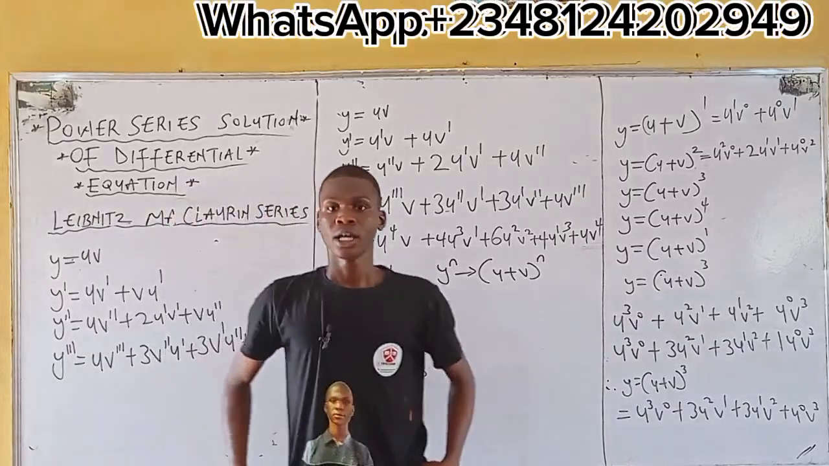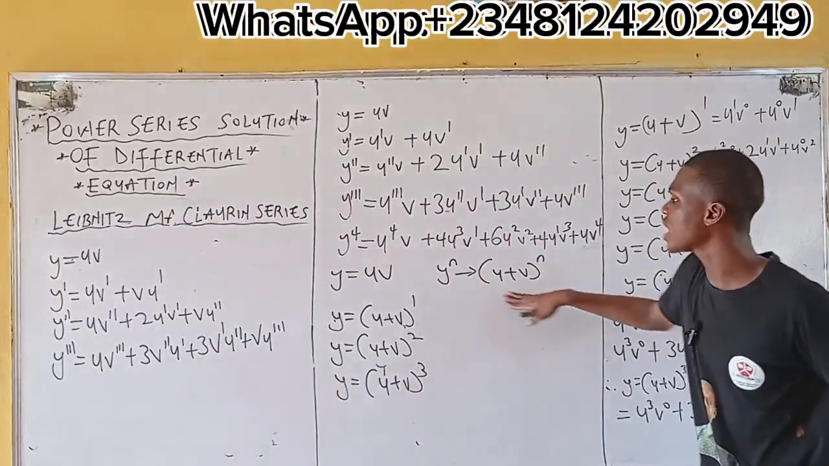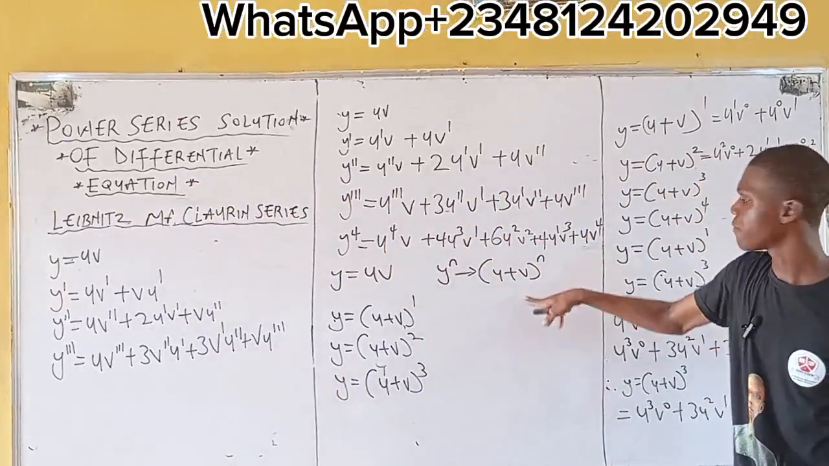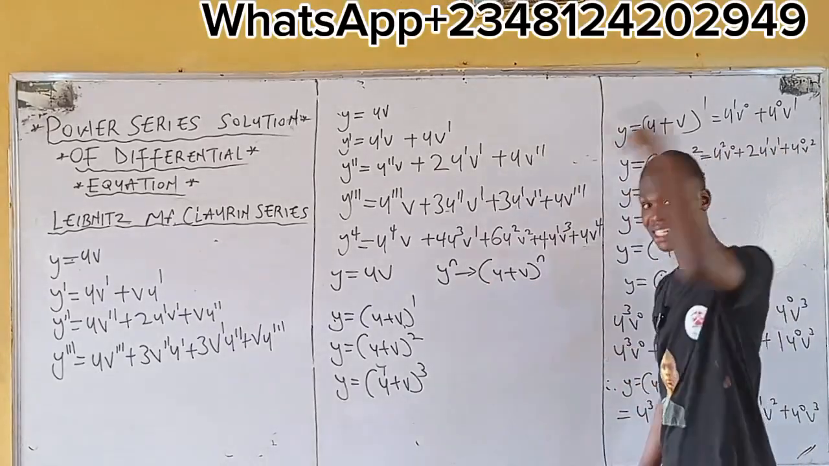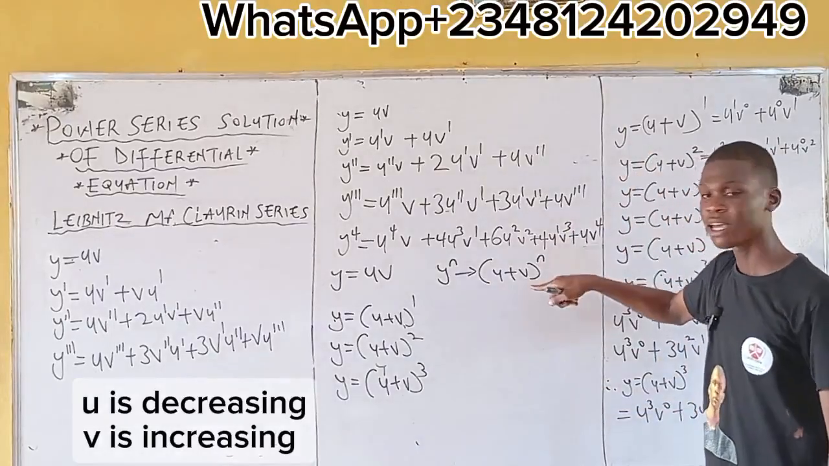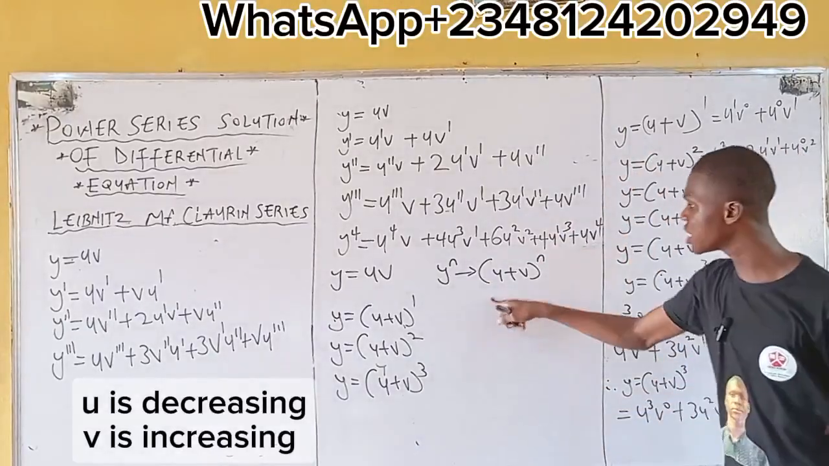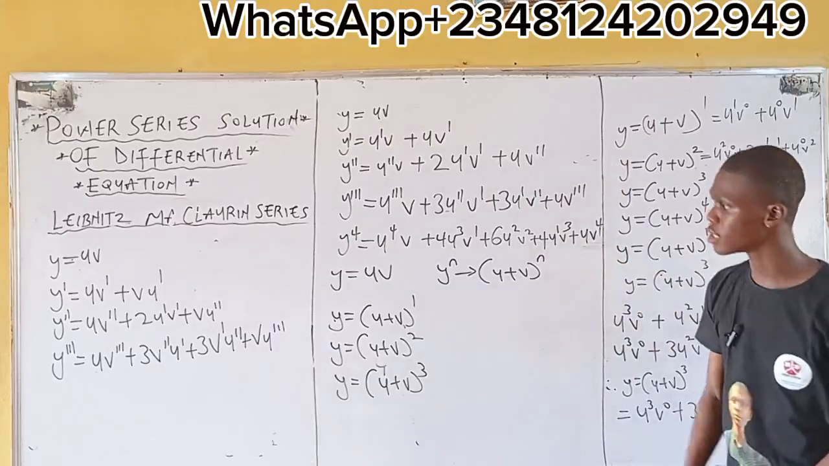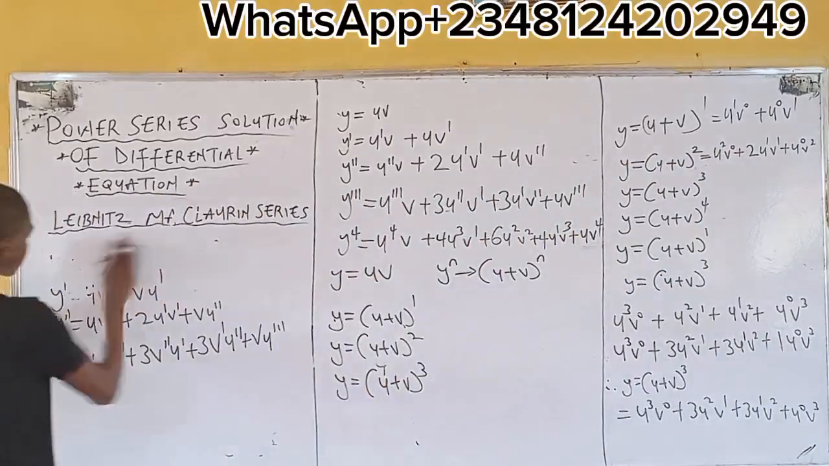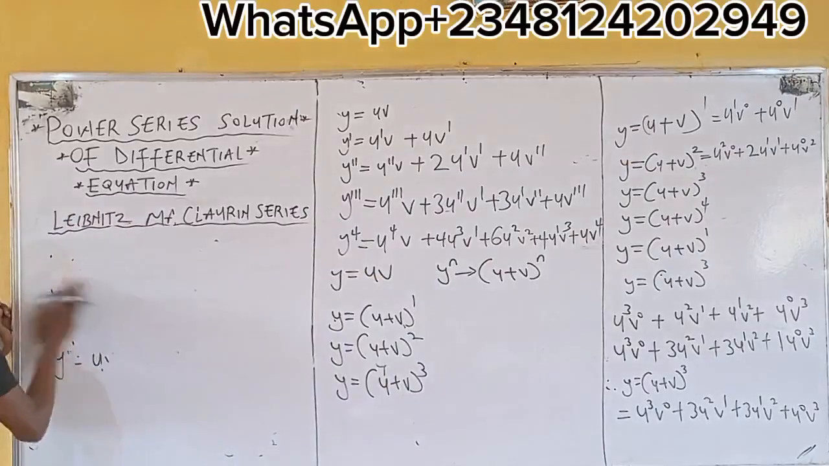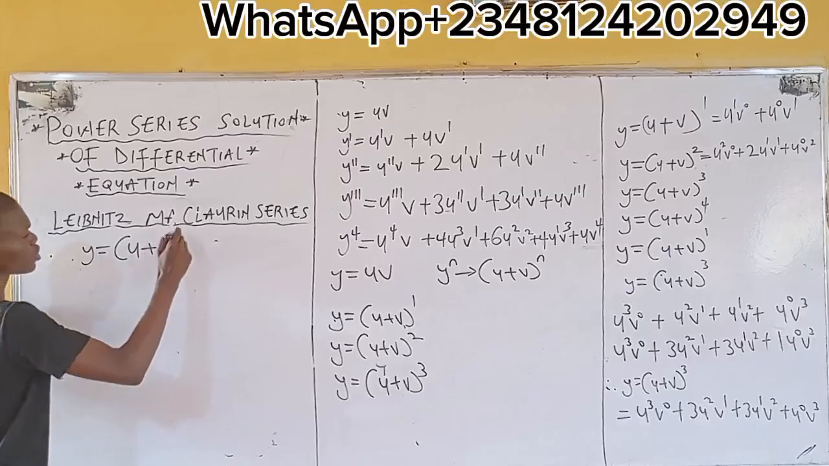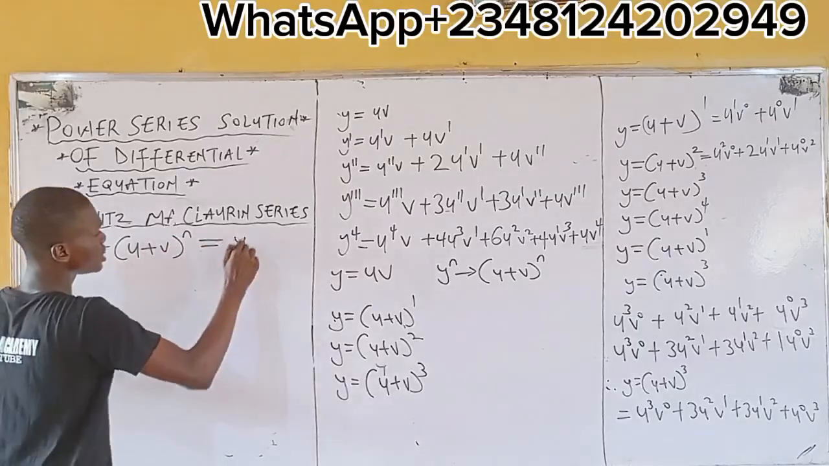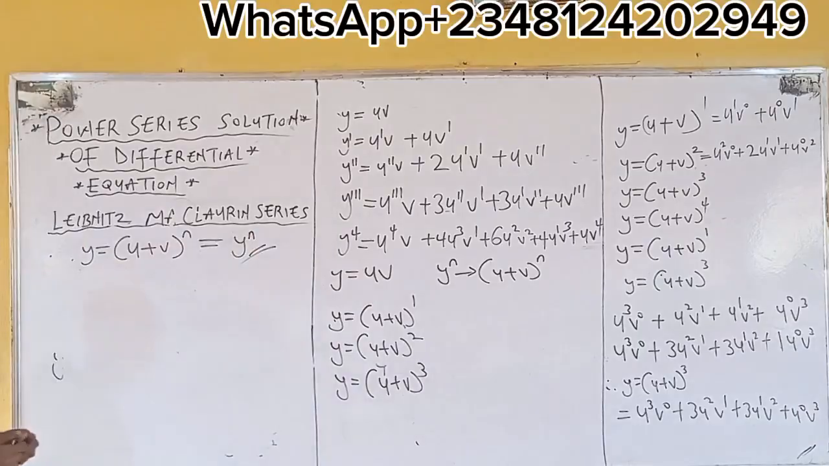Yeah. Now from here, let's say we have this. We want to find the nth derivative. From all what we've done so far, we've seen that u is what? Increasing. U is increasing while v is decreasing. Now I can write this as, say I'm giving y is equals to u plus v all raised to the power of n. Meaning I want to find the nth derivative.